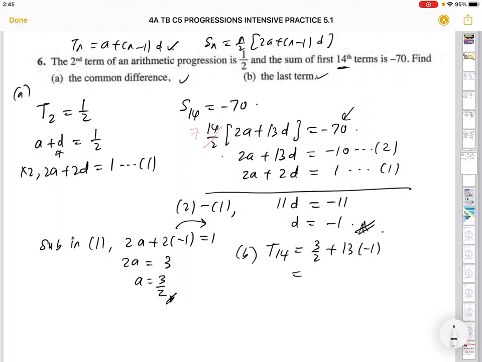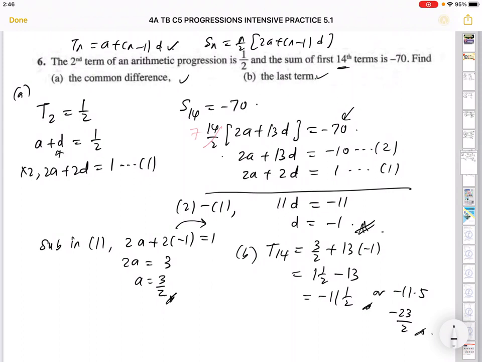Okay. This is a bit ugly looking. You may want to use 1.5 minus 13, so you get negative 11.5. Or you can use negative 11.5. Yep. Okay, I think the answer they give is negative 23 over 2, but that's alright. Yeah, it's the same thing. Okay, that's number 6.